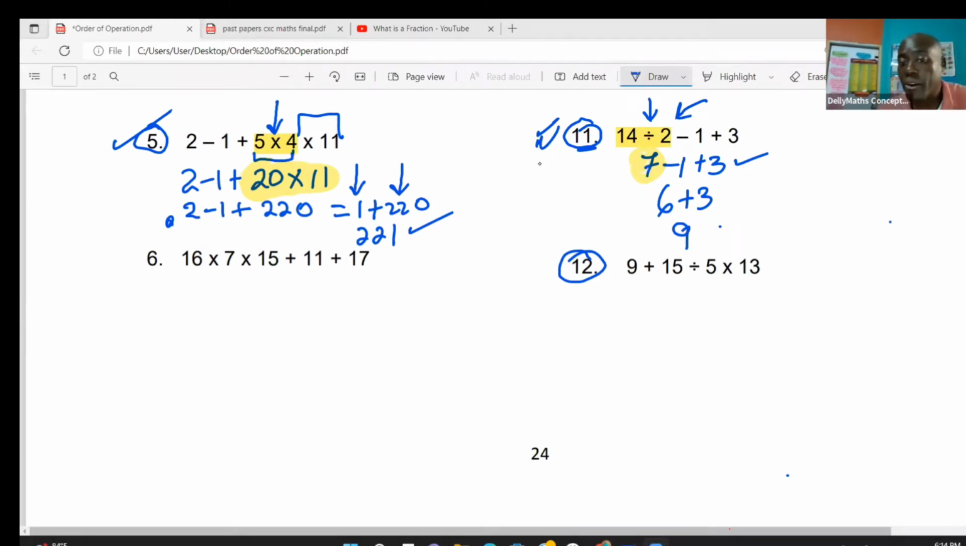Again, the regular person will say 9 plus 15, and they're going to write 24. You cannot do that because division is stronger than adding. No, division is not stronger than multiplication. But if it comes before multiplication, you are forced to do it first. And if the multiplication comes before division, you are forced to do the multiplication first.